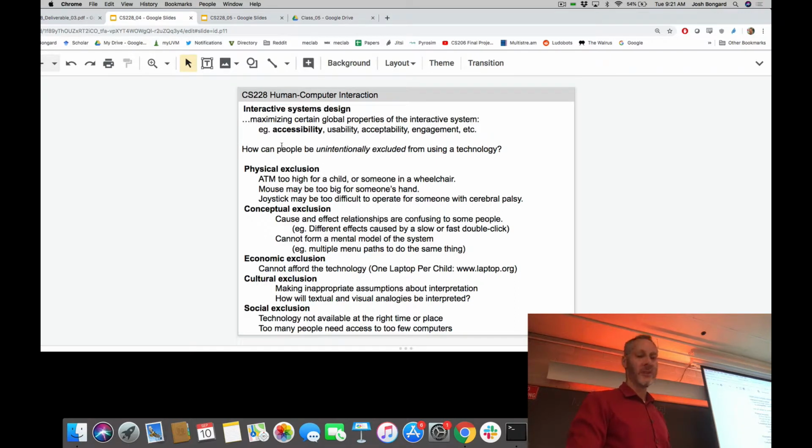Those are pretty obvious. Less obvious are conceptual exclusion. When we talked about conceptual modeling last time, this idea of a mental model. People often approach technology with an idea of what it is and how it should work. And if their expectations are not met, they're confused or frustrated or what have you. What they're looking for when they're interacting with the system is cause and effect relationships.